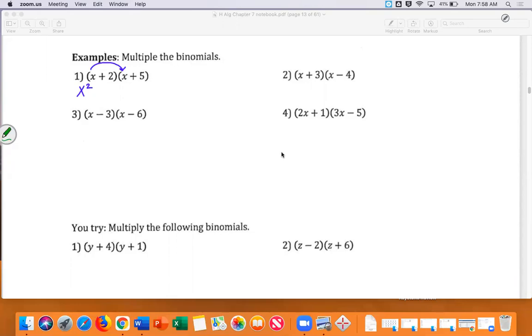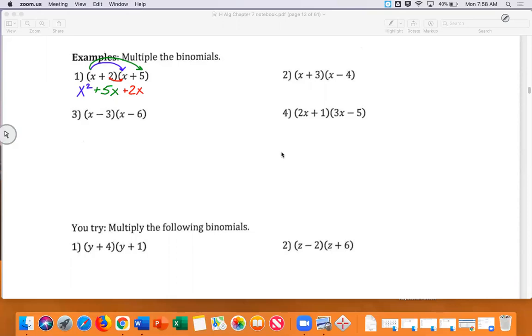Tough weekend. All right, so I have x times x. They're the first terms. Now the outer terms, Kanye. That's going to be x times 5 because they're both on the outsides. Do you see that? Makes sense? So x times 5 is 5x. Now the inner terms, that's going to be 2 times x. That's 2x.